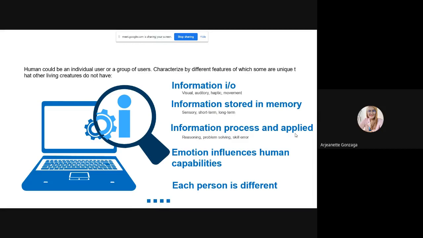These are the unique features of the human. We have the information input and output, which are for visual, auditory, haptic, and movement. So ano po ba yung ating mga visual input output natin na tawag? Ano po ba yung mga input output devices natin?